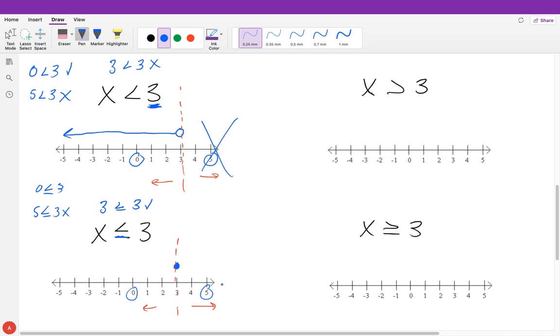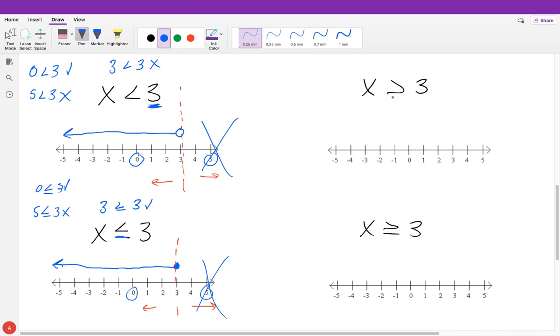And the same thing, the 5 does not work, so we know that this side of our region is not going to be a solution, but 0 is less than or equal to 3, so we can then go ahead and draw our graph going in that direction. All right, so we can pick points and plug it back into the problem and see which one's true and which one's false. And whichever one is true, that's the way that we're going to be drawing our line.